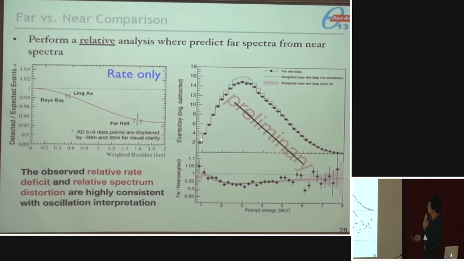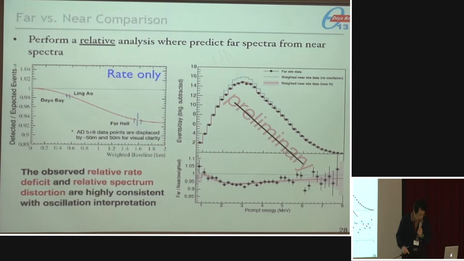Also, you can compare the far side data spectrum with the near side without oscillation. And this overlay with the best fit of the results, you can see the ratios like this. So the observed relative rate deficit and the relative spectrum distortion are highly consistent with the oscillation interpretation.